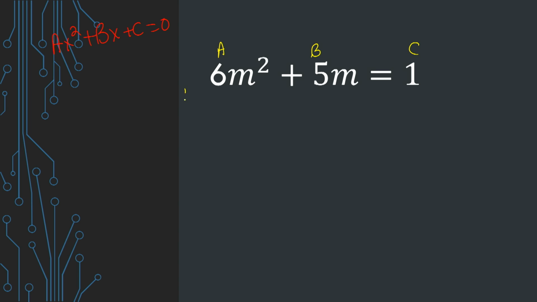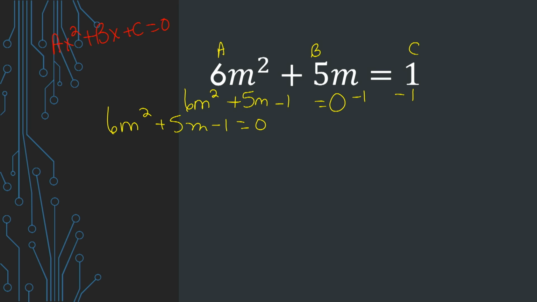So I'm going to leave this 6m squared plus this 5m, but now I'm going to have to do the opposite operation to get my constant back on the correct side. So I am subtracting 1, and that's going to equal 0. So now that I have it in correct form, 6m squared plus 5m minus 1 equals 0, now I can solve for all of my possible m values. So let's go ahead and do that.